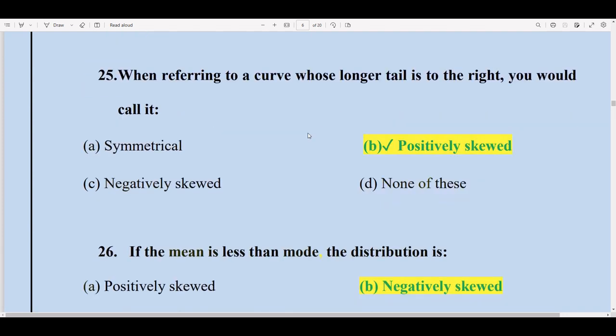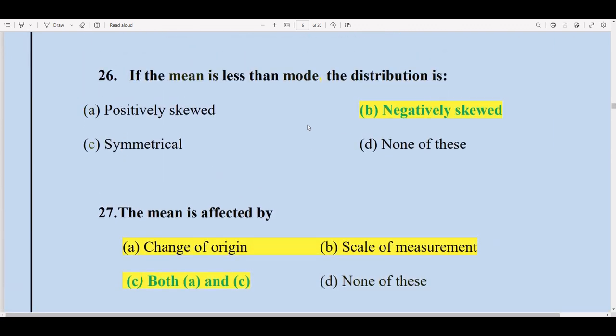When referring to a curve whose longer tail is to the right, you would call it positively skewed. If the mean is less than mode, the distribution is negatively skewed.